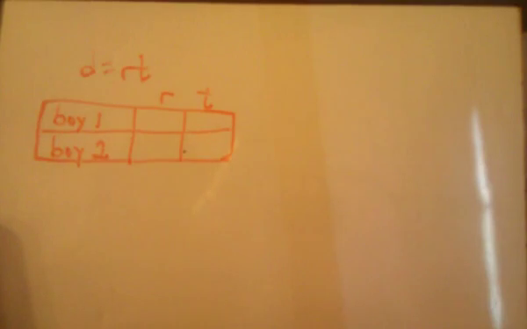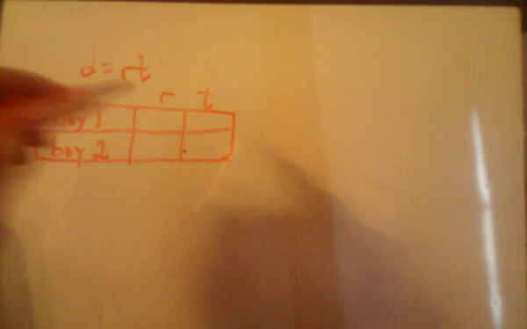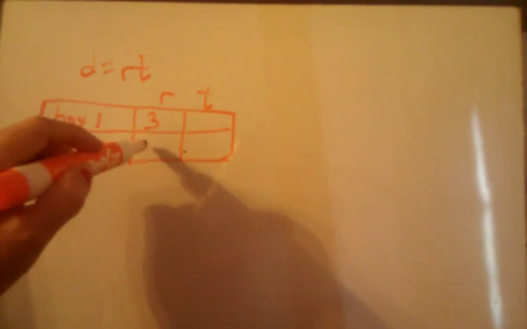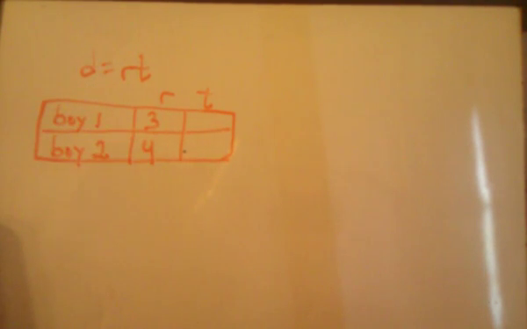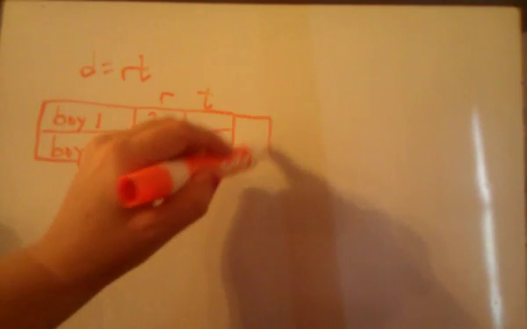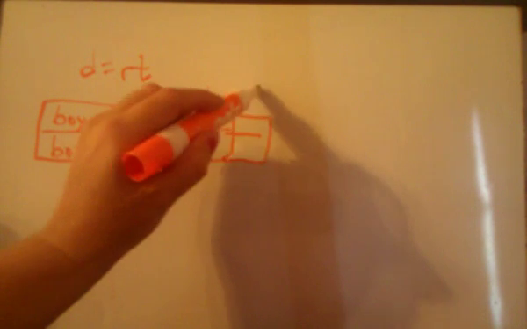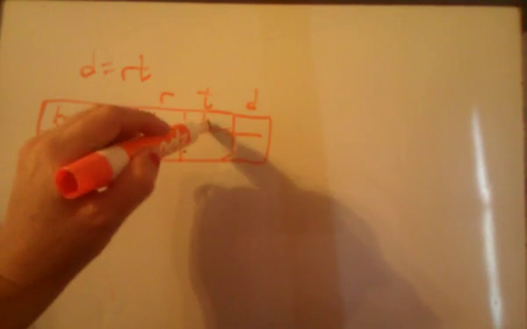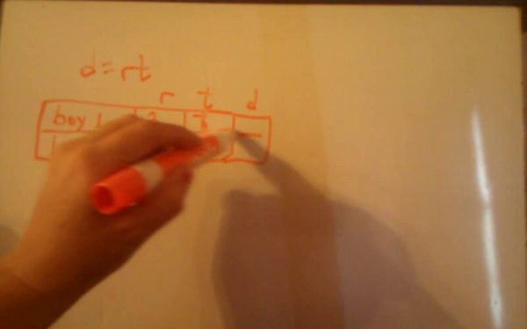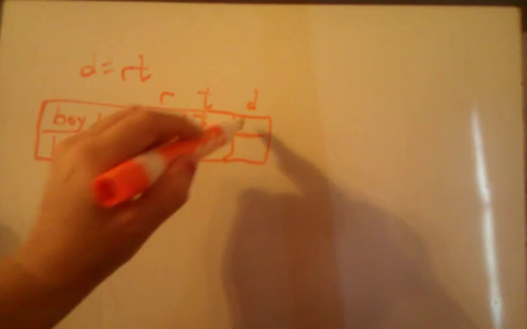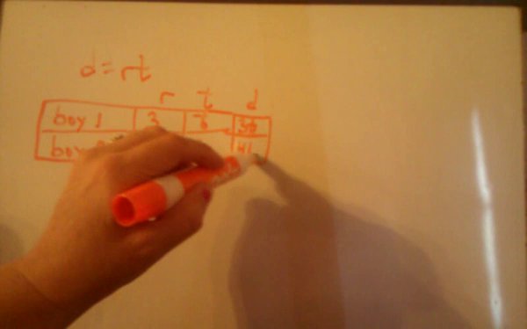Rate times time. Okay, the rate of one boy is 3 miles per hour. The other boy is 4 miles per hour. And how many hours will they meet? I forgot to put distance on here. Sorry about that. So I don't know the time. The distance is rate times time, so this is going to be 3t. This boy is going to be 4t.